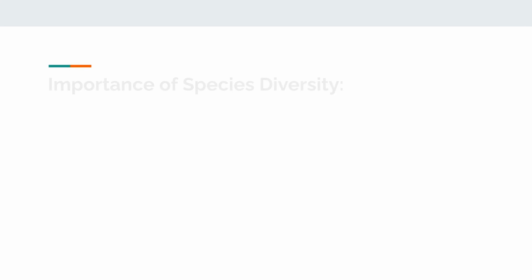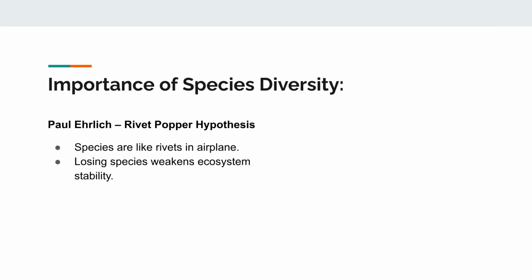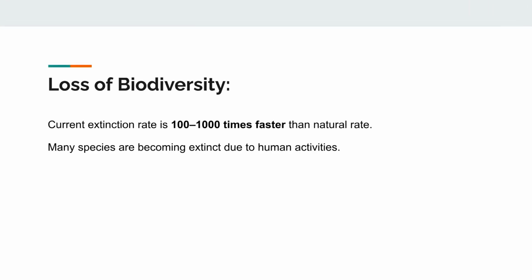The importance of species diversity is illustrated by Paul Ehrlich's rivet-popper hypothesis. It compares species to rivets in an airplane. Losing species, like losing rivets, weakens the stability of the ecosystem. The current extinction rate is 100 to 1,000 times faster than the natural rate. Many species are becoming extinct due to increasing human activities.